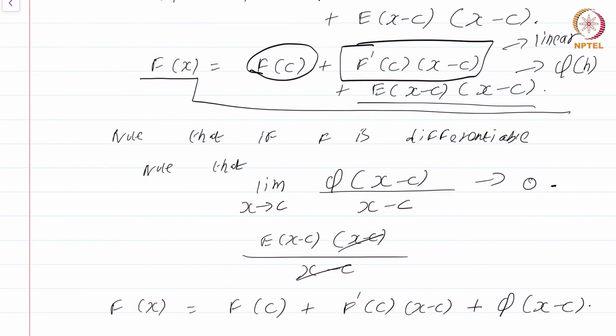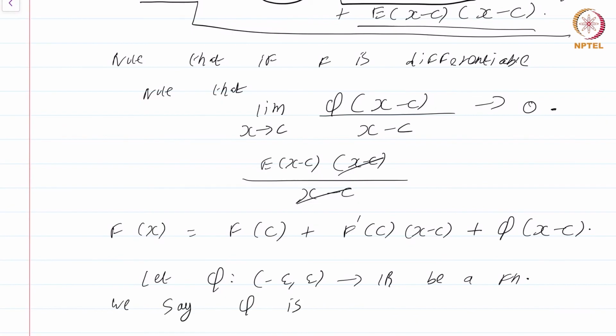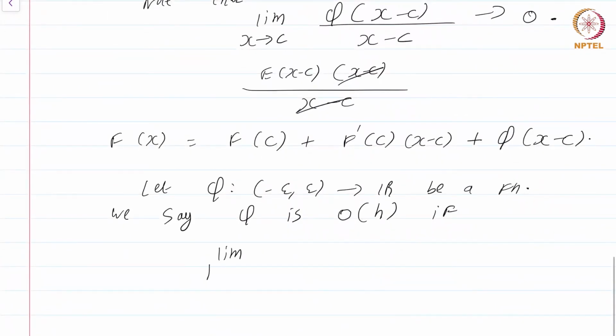Let us invent a new notation. Rather, it's already invented by Landau. Let's introduce a new notation that will allow us to summarize this expression that we have. Let phi from minus epsilon to epsilon be a function. We say phi is little o of h if the limit as h goes to 0 of phi of h by h equals 0.